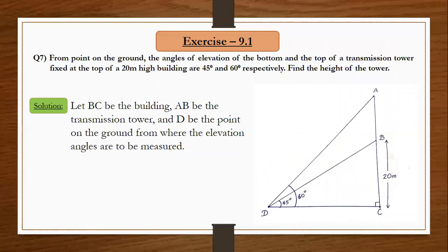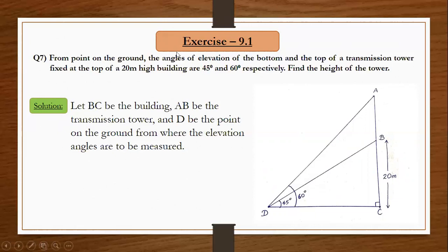Now, we move on to question 7. From a point on the ground, the angles of elevation of the bottom and top of a transmission tower fixed at the top of a 20-meter high building are 45 degrees and 60 degrees respectively. Find the height of the tower.